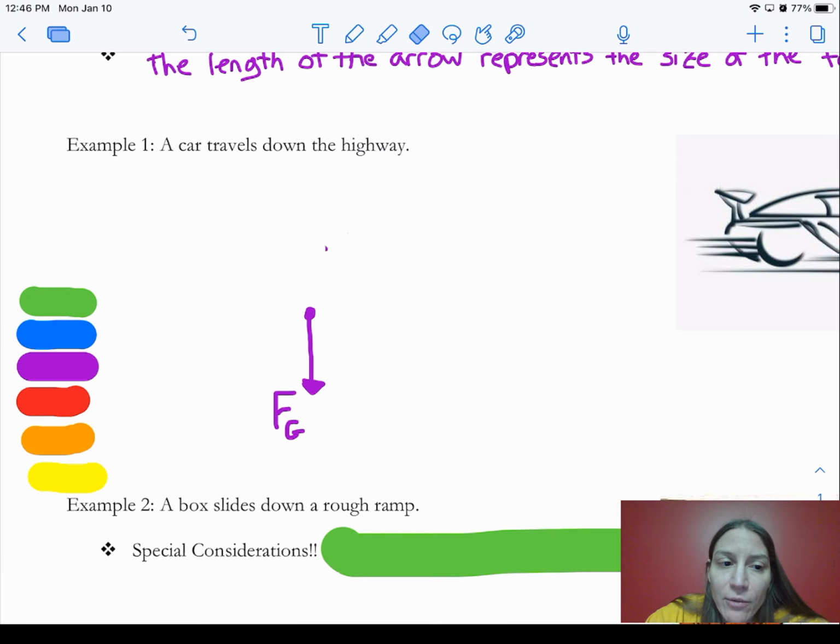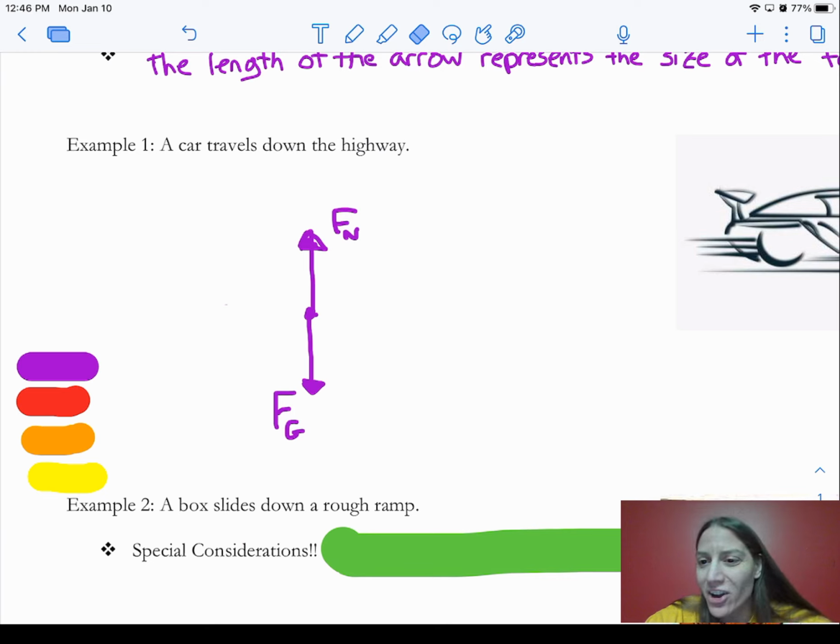The next arrow that we're going to draw is the normal force. And remember, the car isn't going down, so there's a force that is supporting it. So that's the normal force. It points up from the road there. And we've got to label that one, the normal force, which is an F with a subscript N.